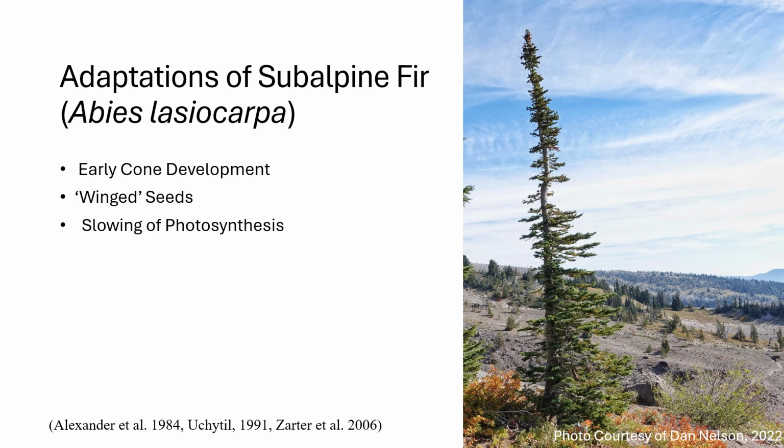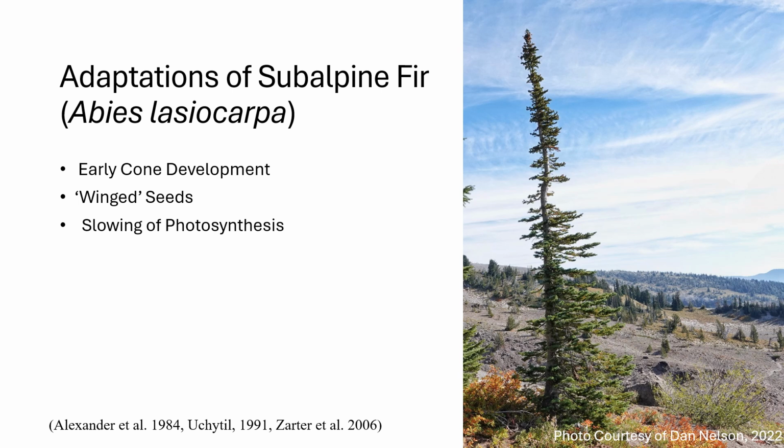And Uchtdil et al., two examples of morphological adaptations that subalpine fir have are winged seeds, which enable them to be easily spread by the high mountain wind, and cones that open up earlier in the fall than many other conifers, so that the seeds can be spread before there is too much snow. This enables subalpine fir to reproduce even in some of the harshest conditions in North America.